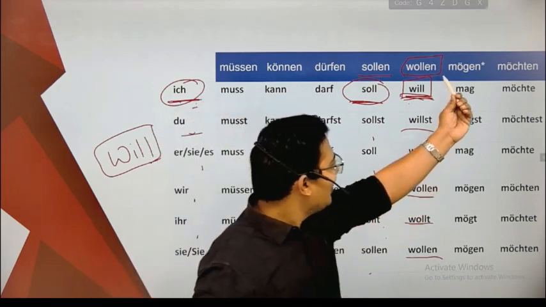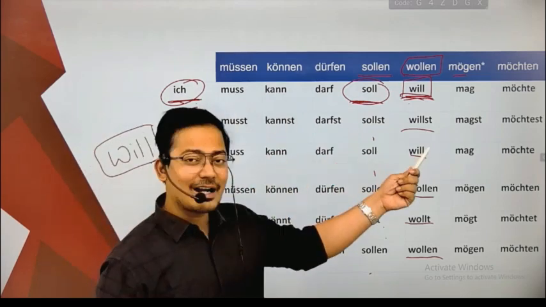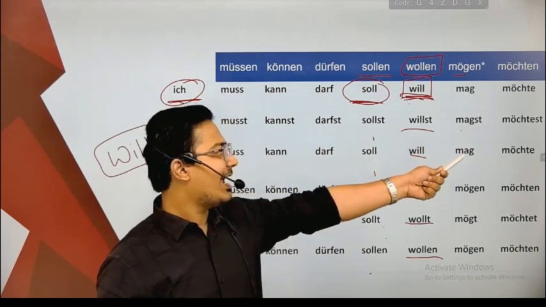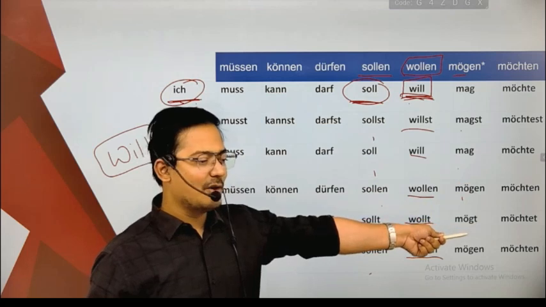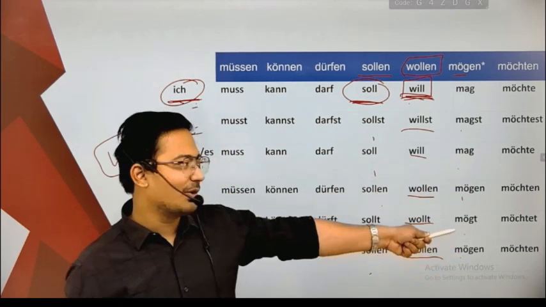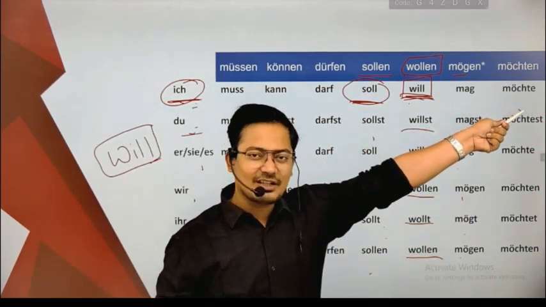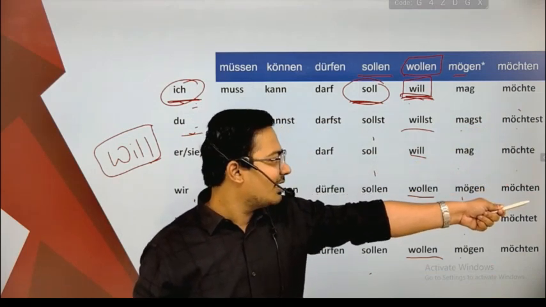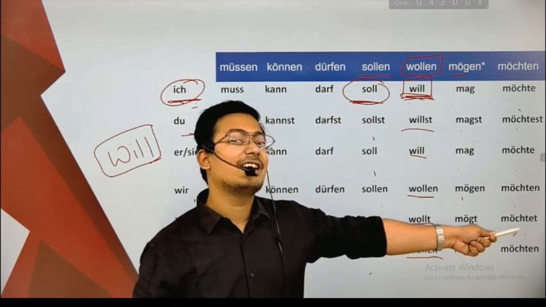Next one, mögen. Ich mag, du magst, sie mag, wir mögen, ihr mögt, sie mögen. Next one is möchten. Ich möchte, du möchtest, sie möchte, wir möchten, ihr möchtet, sie möchten.